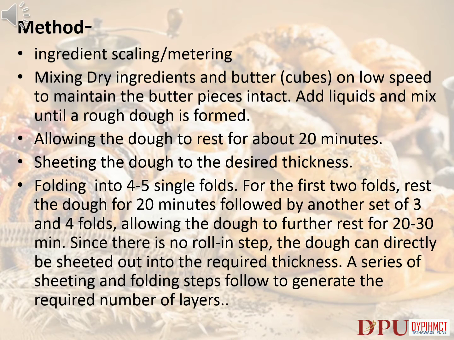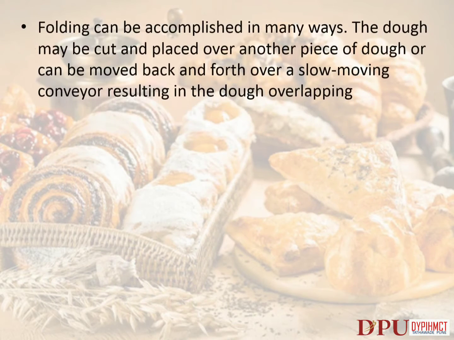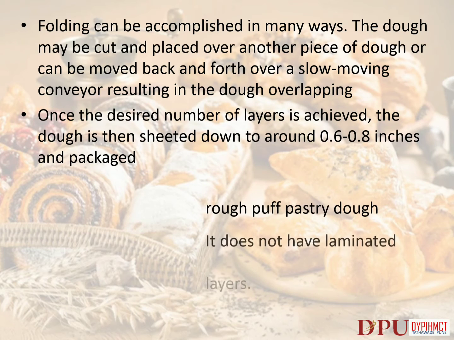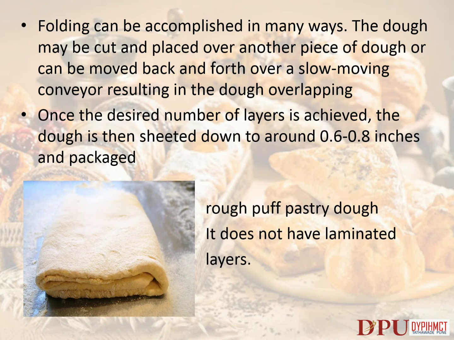Since there is no roll-in step, the dough can directly be sheeted out into the required thickness. A series of sheeting and folding steps follow to generate the required number of layers. Folding can be accomplished in many ways. The dough may be cut and placed over another piece of dough, or can be moved back and forth over a slow-moving conveyor, a dough sheeter, resulting in the dough overlapping. Once the desired number of layers is achieved, the dough is sheeted down to around 0.60 to 0.8 inches and packaged. Rough puff pastry dough does not have laminated layers.